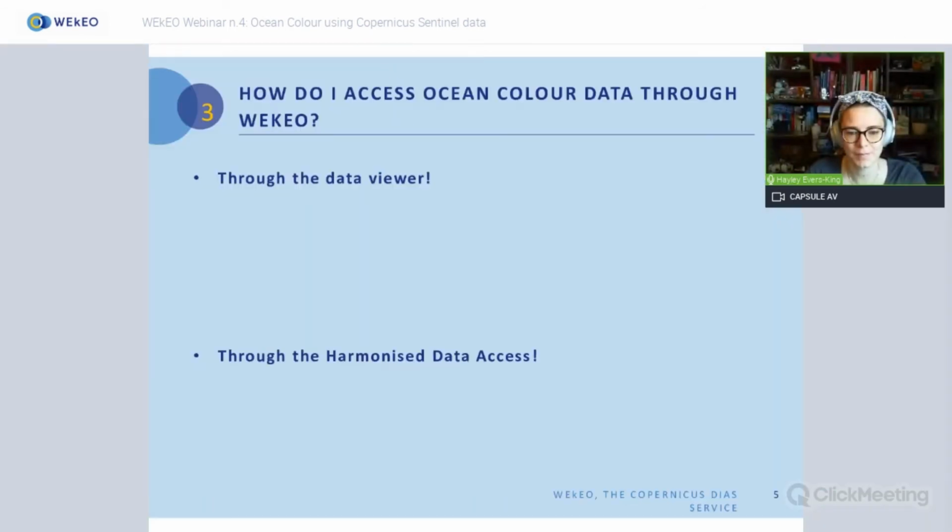There we go. Lovely. Okay, so as I mentioned, you can access Ocean Color both through the data viewer and through the Harmonized Data Access API. And those examples I showed you in Jupyter Notebooks are all based upon an access point using the Harmonized Data Access. So you'll see a full end-to-end workflow of how to get the data, bring it into your interactive environment in Jupyter, and then do some analysis with it.